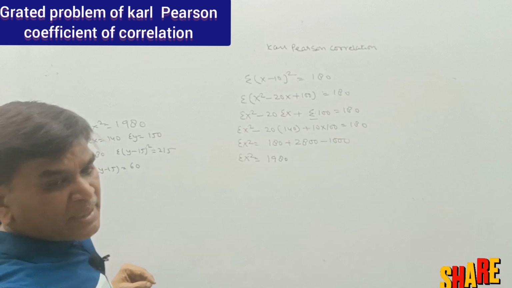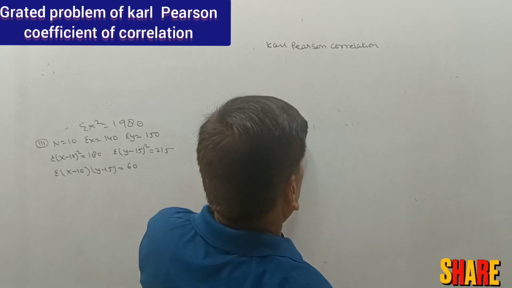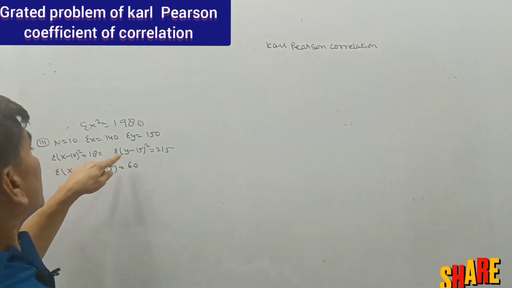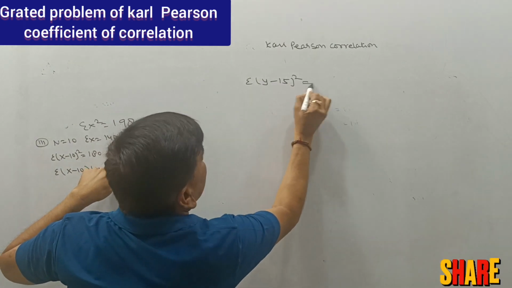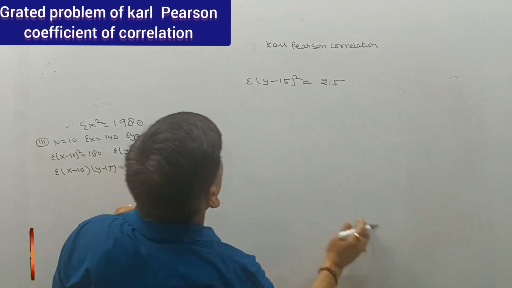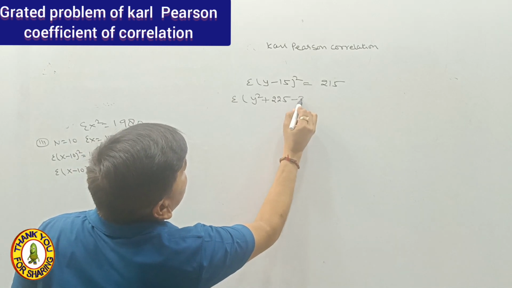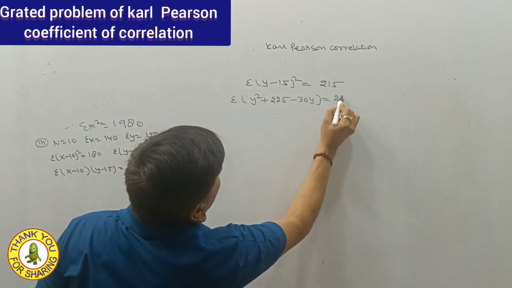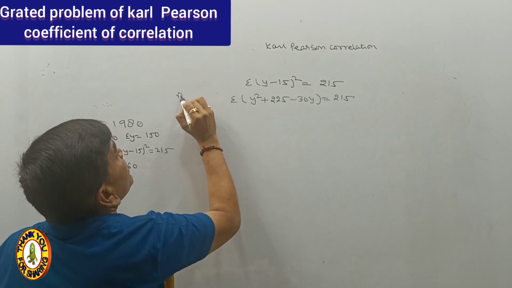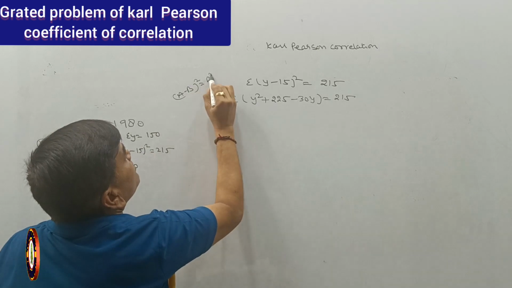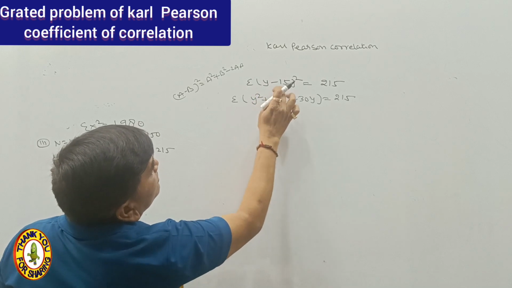Now similarly we will calculate the value of sigma y square. For calculating this, we have given sigma (y minus 15) raised to power 2 is given 215. Okay, so sigma y square plus 225 minus 30y is equal to 215, that is (a minus b) raised to power 2, that is a square plus b square minus 2ab. In this form I have written a square plus b square minus 2ab.